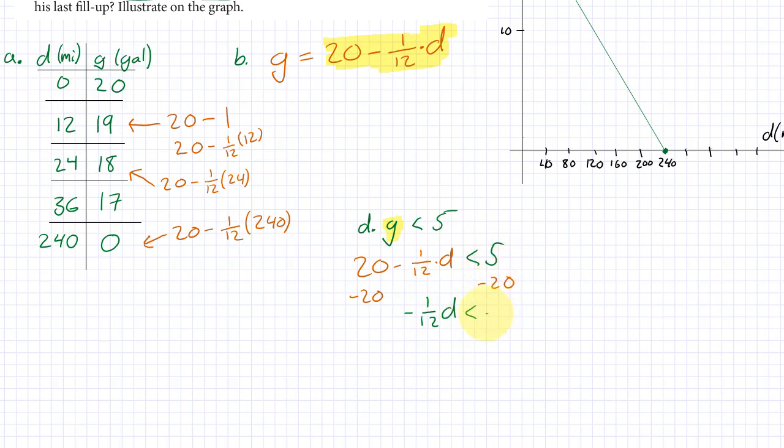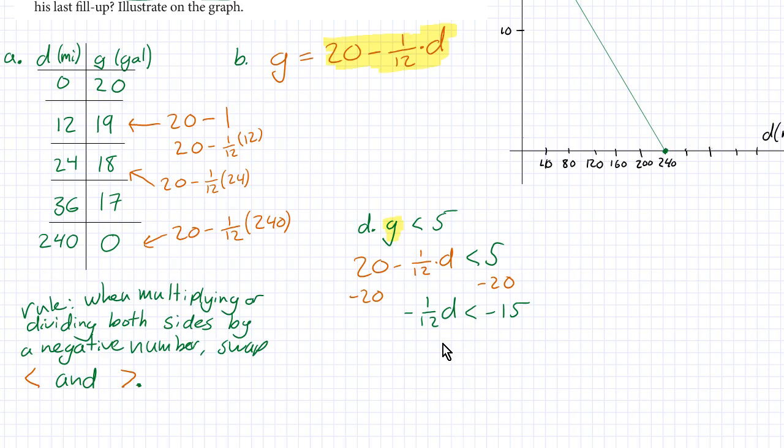5 minus 20 is negative 15. Now, we want to get the D by itself, and we want to cancel out this negative 1/12. The way to do that is to multiply both sides by negative 12, because negative 12 divided by negative 12 will cancel out. But then there's a rule to remember.